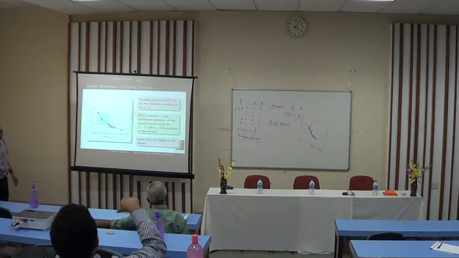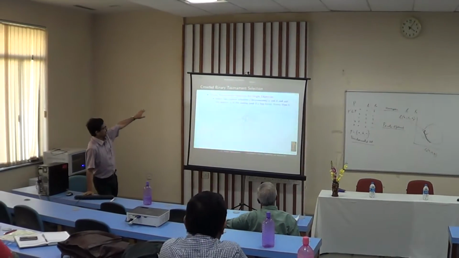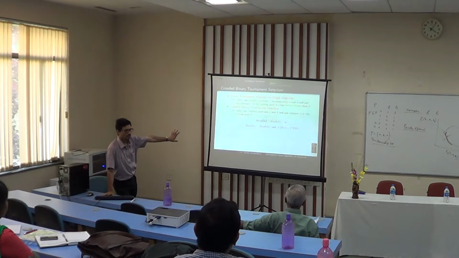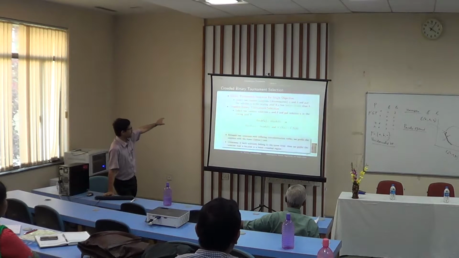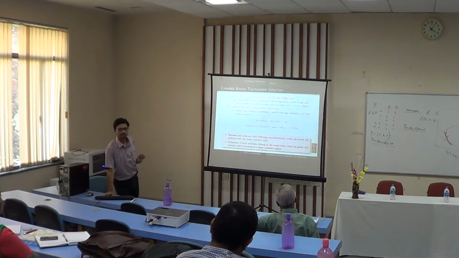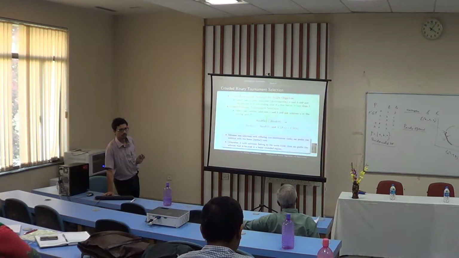So this is the concept of crowded binary tournament selection. If the two ranks are different, you choose the lower rank solution. If the two ranks are the same, then you choose the solution with the larger crowding distance. That's all. This is your NSGA-II, because the rest of the things are the same.